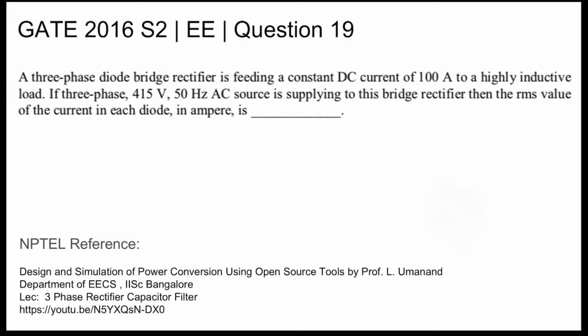This is GATE 2016 set 2 electrical question number 19. A three-phase diode bridge rectifier is feeding a constant DC current of 100 ampere to a highly inductive load. If a three-phase 415 volt 50 Hz AC source is supplying this bridge rectifier, then the RMS value of the current in each diode in ampere is being asked.